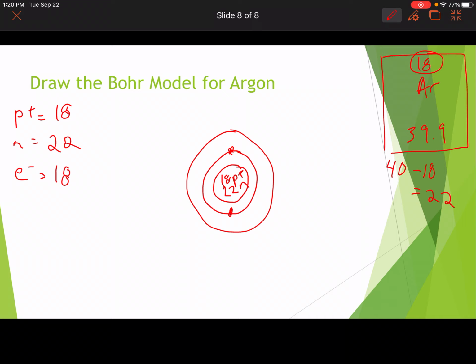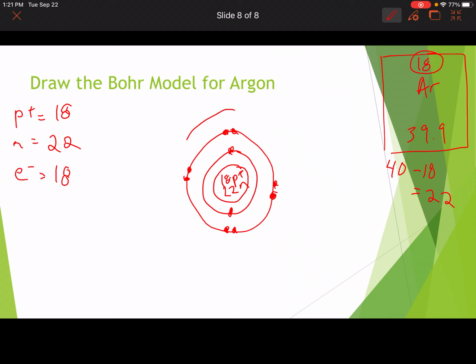So I've got 2 electrons there. Now I'm going to place up to 8 here. So I'm going to go 1, 2, 3, 4, and then I'm going to start pairing them up. 5, 6, 7, 8. So now I've drawn 8 electrons on that second shell. I've drawn 10 electrons total, because 2 in the first shell plus 8 in the second. So now I'm at 10.